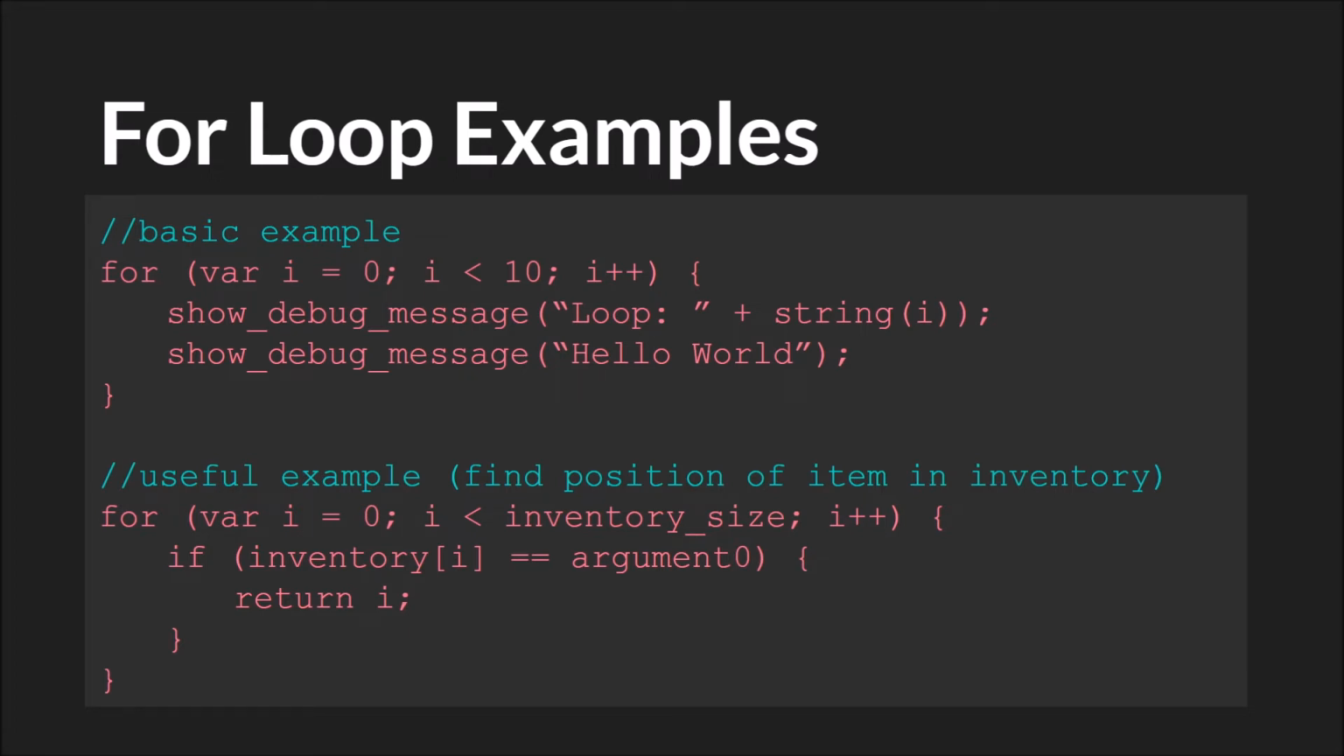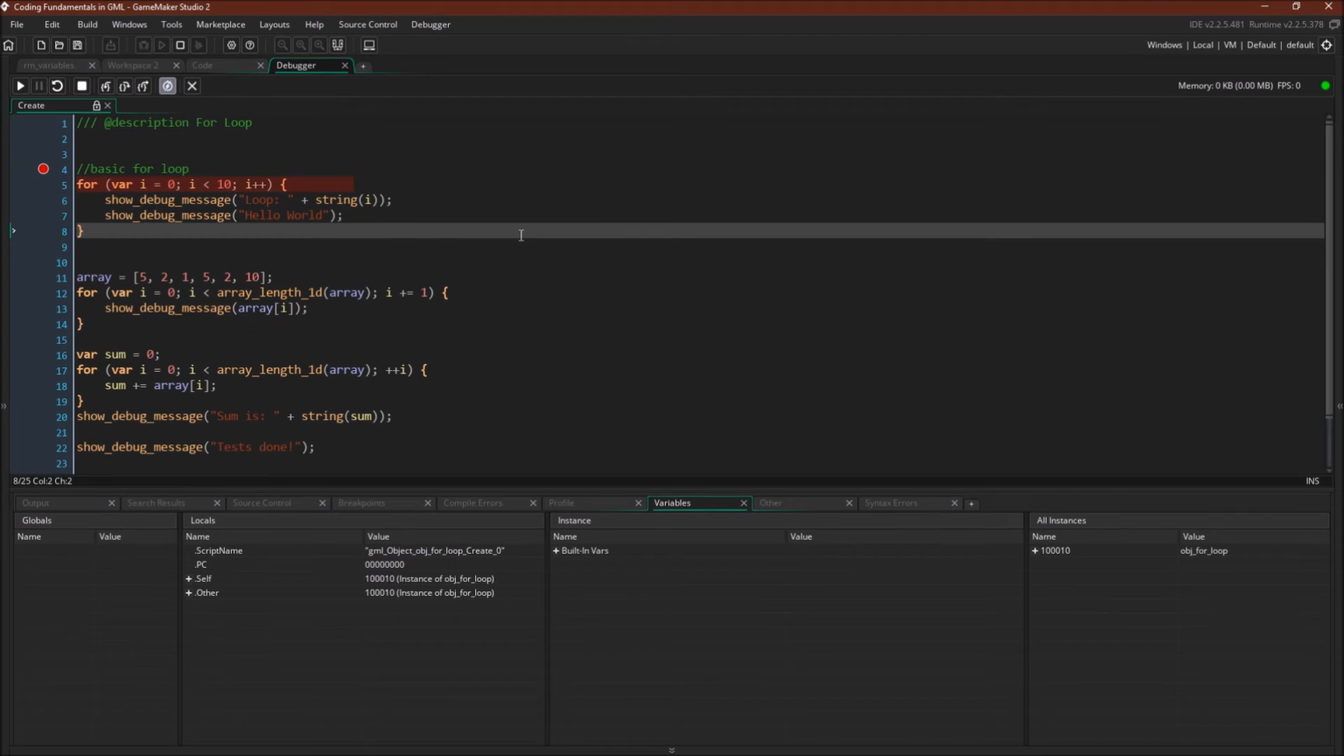Okay, let's switch over to GameMaker and see a couple of examples. As always, I've set a breakpoint and run the debugger. This example will do what we just talked about. It'll print the loop number and hello world into the output.